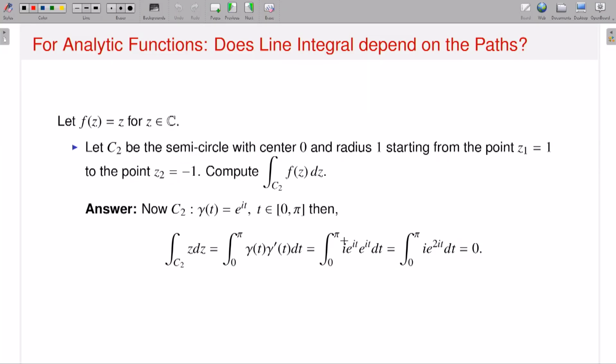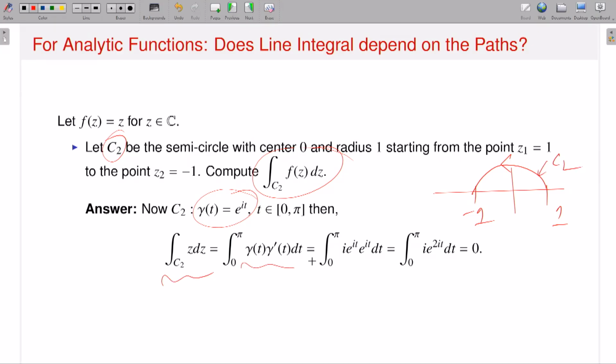Now let me see the other one, the C2 part. That means it is a semicircle, right? From 1 to minus 1, this is the semicircle. You know the parameterization. Now just calculate the corresponding line integral, the integration over C2. So the integration of z dz, this is again gamma t, gamma prime t.